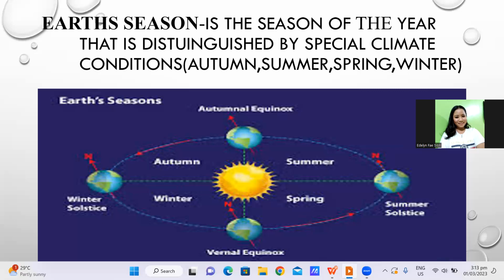So, spring and autumn begin in equinox. So, the vernal or spring equinox begins on March 20 or 21. Tapos yung autumnal equinox naman, ito ay nagsisimula sa September 22 or 23. Yun yung pagsisimula nila ng kanilang season. Yun yung mga dates.